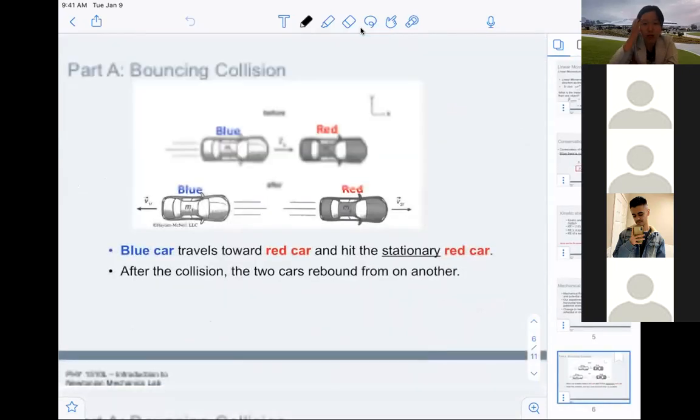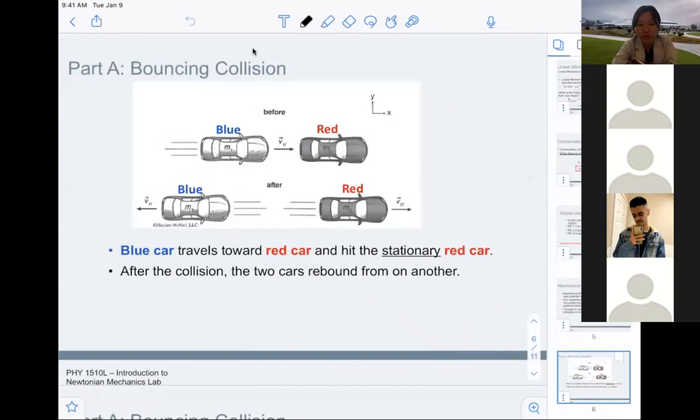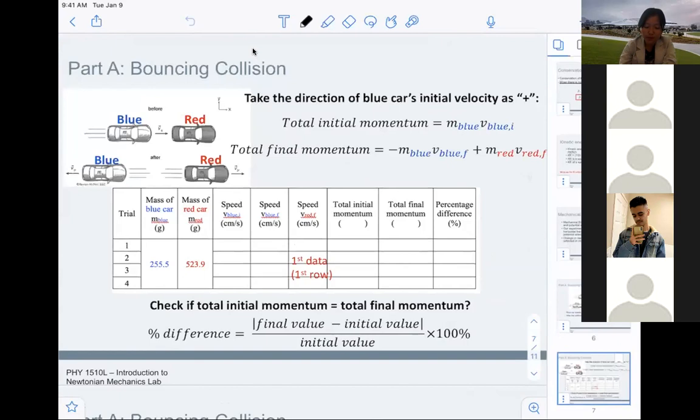We have two cars. Part A, when we do a bouncing collision using the magnetic ends of the cars, we have one car bouncing into another, and after the collision, they move to opposite ends. The masses of these cars are already given because it's not very clear from the video. So if you have a hard time reading it from the video, you can use these numbers because they're already given.